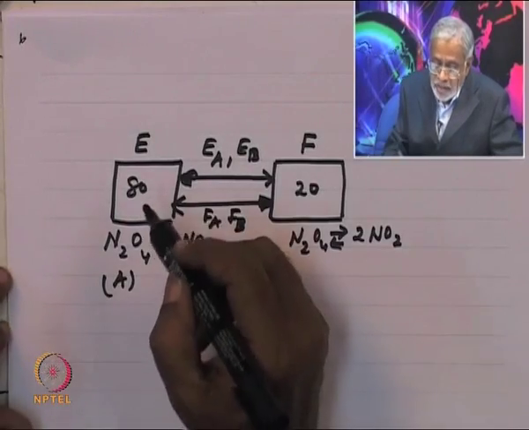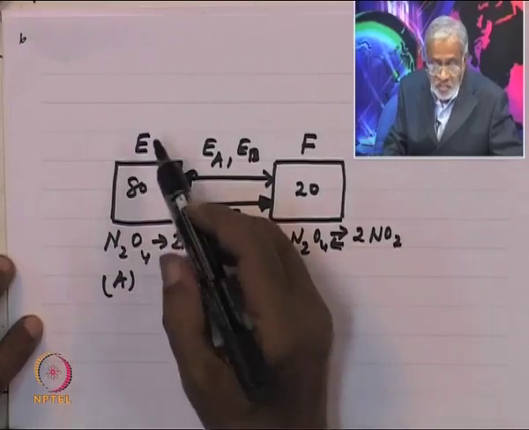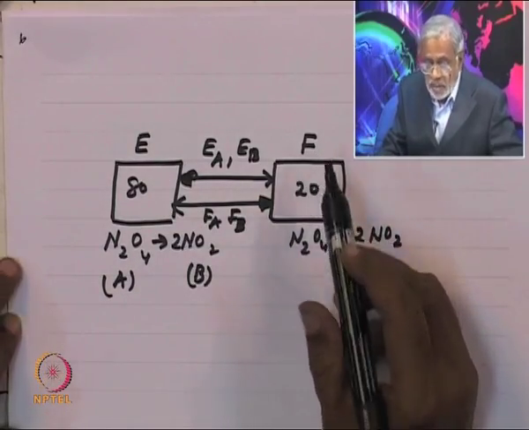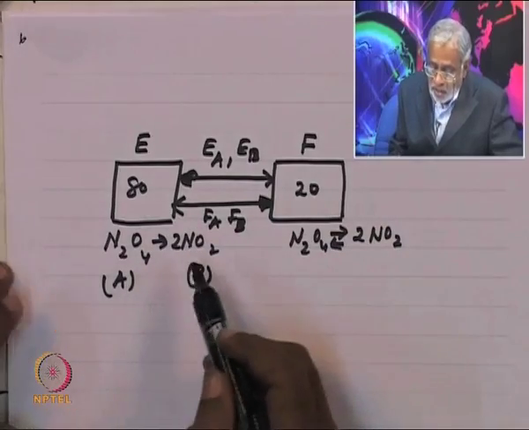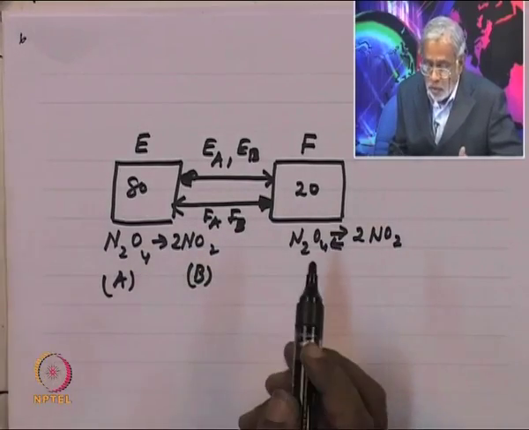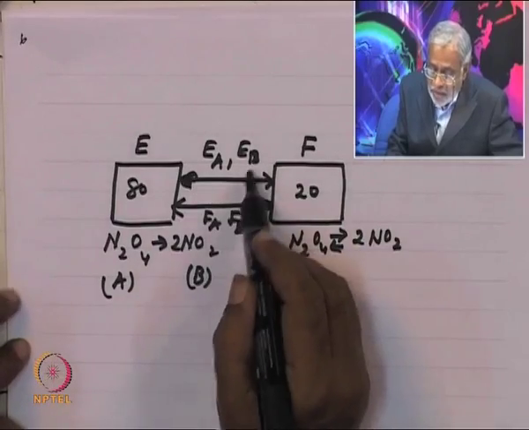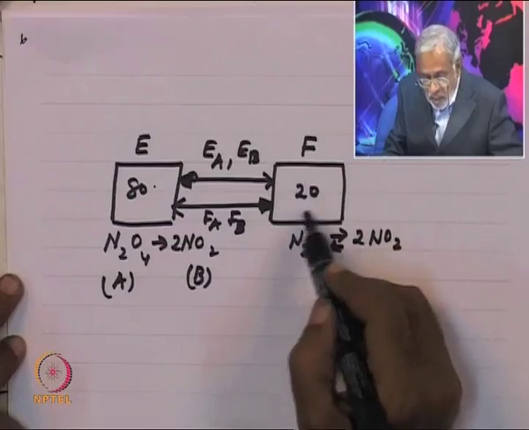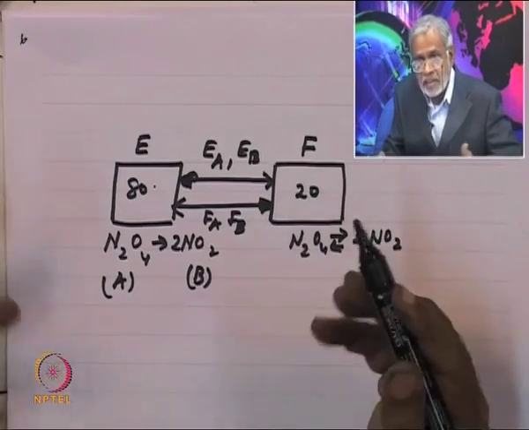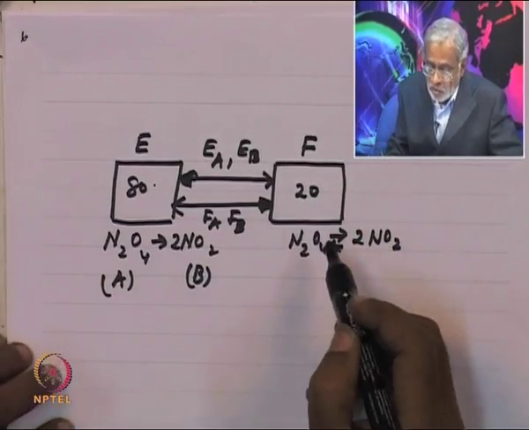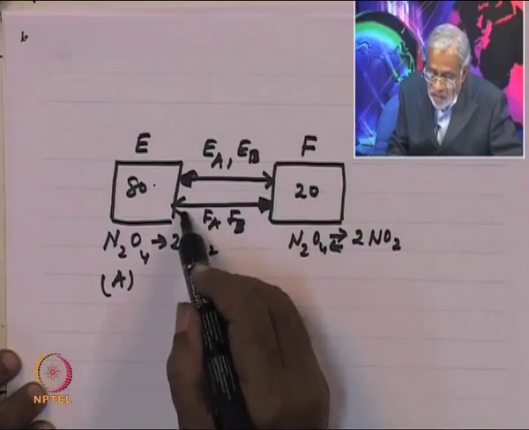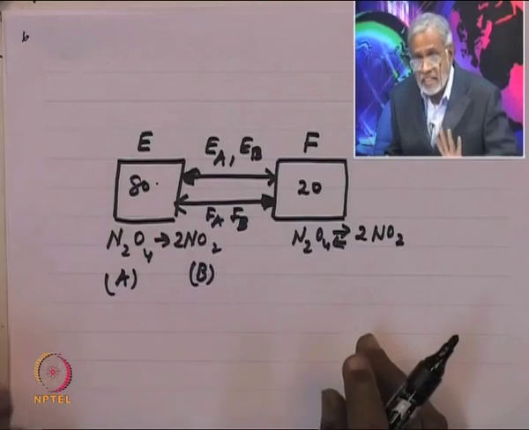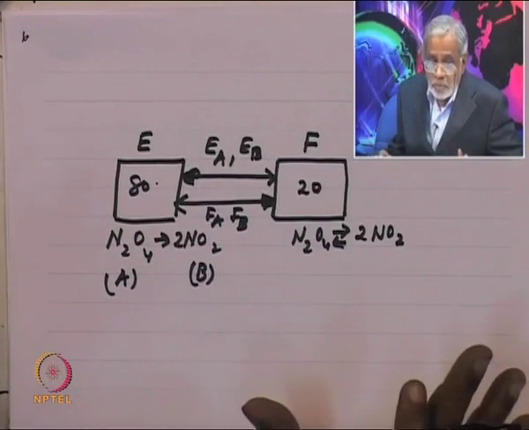We have an environment at 80°C, which we call E, and we have another environment at 20, which we call F, and we have these fluids which contain N2O4, NO2 and so on. We call this E A, E B is what is going from E to F, and as it encounters a lower temperature, immediately the reaction takes place, so that the composition changes and F A, F B come out. Okay. Now, since the reactions are instantaneous, what does it mean?